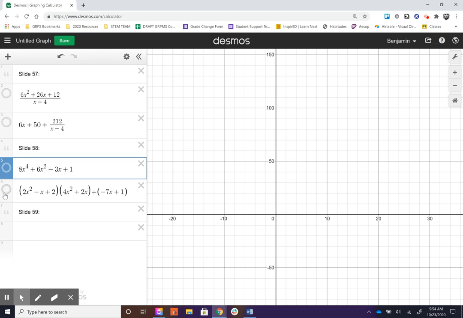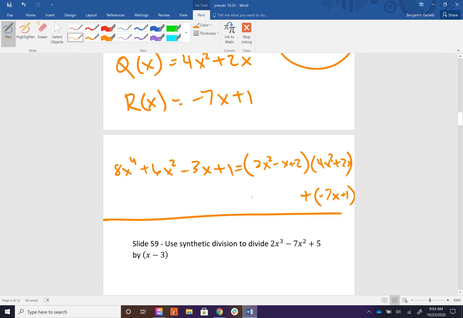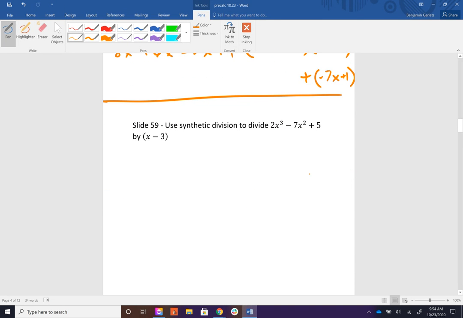Excellent. All right, let's talk synthetic division, and then we'll wrap up. So synthetic division is a process where you can do polynomial division quickly, as long as your polynomial is being divided by a linear expression, meaning your divisor must be in the form x minus c.